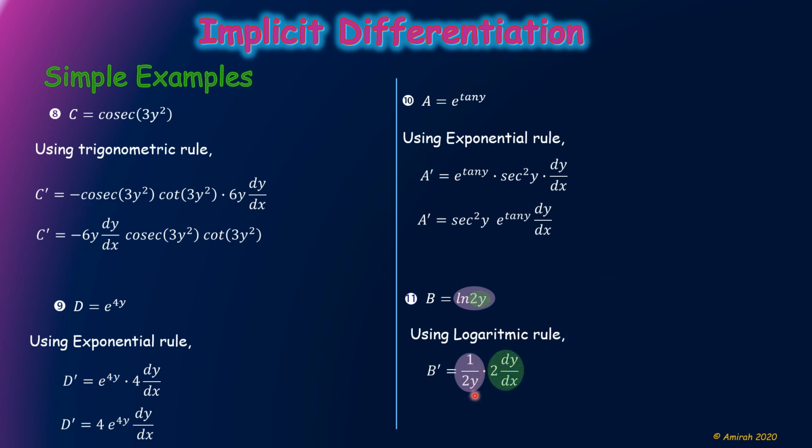Okay? And after that, we differentiate 2y, and it becomes 2 dy over dx. Alright? Then we can simplify the 2 and 2 from the denominator here. And after that, our b prime equals 1 over y dy over dx. Alright?